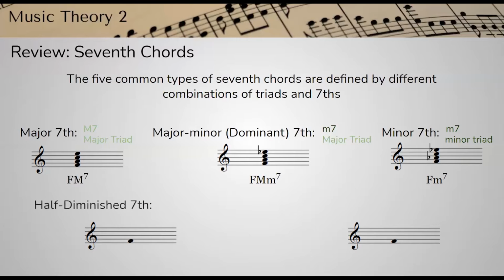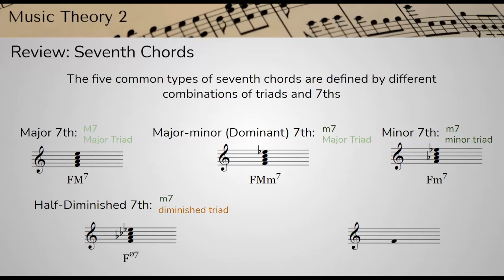Okay. There are 2 others, and they both have the word diminished in them. The first is called a half diminished seventh chord, and a half diminished seventh chord always has a diminished triad on the bottom and then a minor seventh on the top. So to make this on F, we start with our diminished triad on F, and then we add our minor seventh above that. So it gives us a half diminished seventh chord.